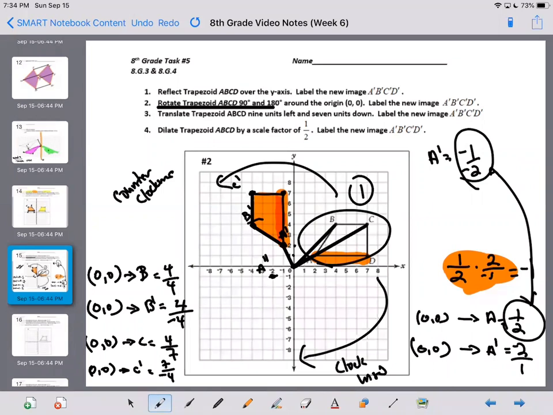So we've got A prime. And then B, we said was up 4 to the right 4. So we're just going to go down 4 to the left 4. And there's going to be B prime, B double prime. So I can connect these two. And then C was up 4 to the right 7 to get to C here. So I just got to go down 4 to the left 7.